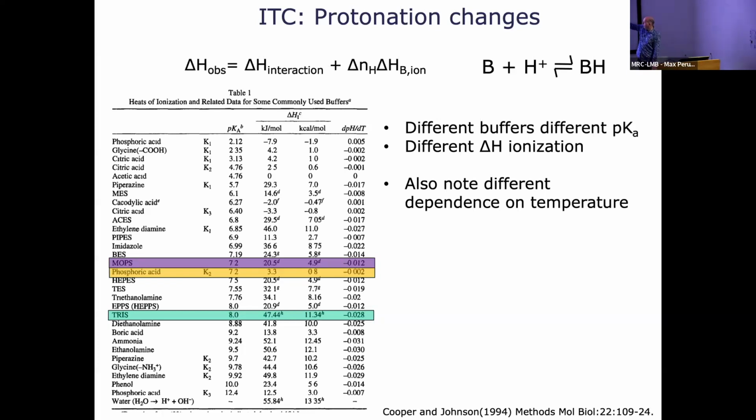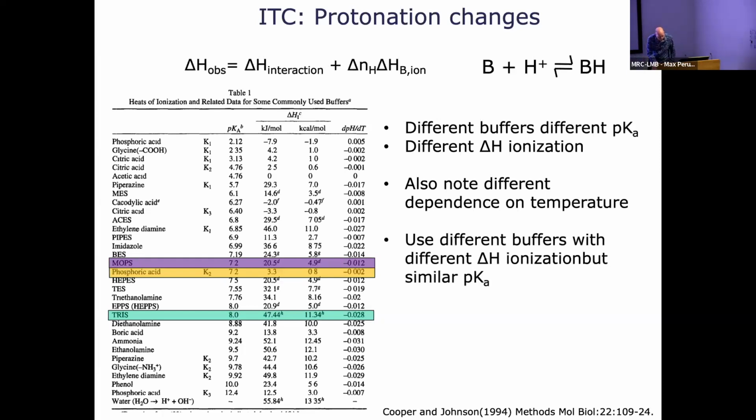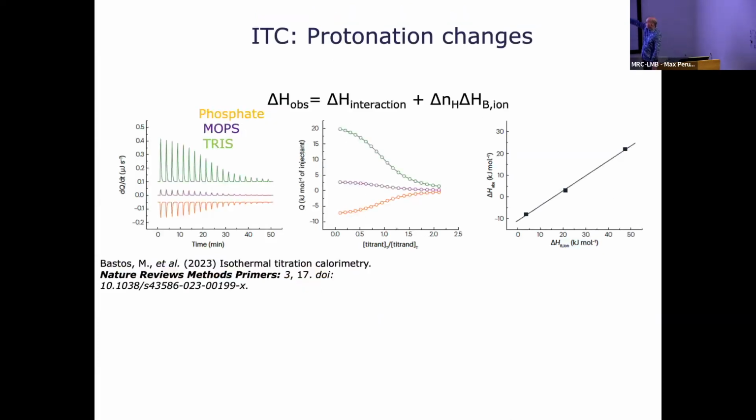Okay, so let's choose these 3 buffers and do this reaction again. They all have a similar pKa. So this is the reaction here, and you can see in green it's with tris, then MOPS in purple, and phosphate in orange. Lots of different heats coming off. If we then measure the observed delta H and track that against the ionization, we can find out what the protonation is during this reaction. Of course, if there wasn't any protonation happening, then this line would just be flat.